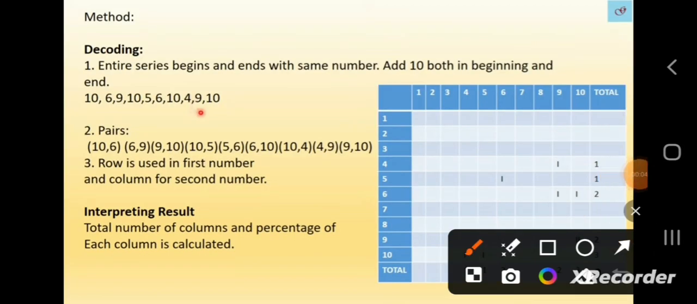Decoding. Number 1. The entire series begins and ends with the same number. Add 10 both in the beginning and end. 10 in the beginning and 10 in the end.